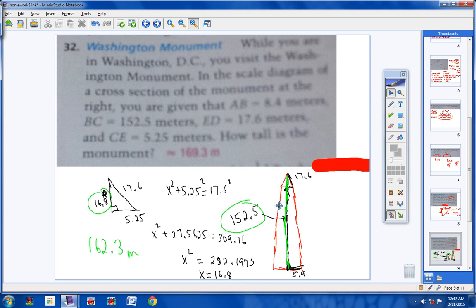Oh, it is 169. My fault. My calculator is saying 169. I just copied that wrong, sorry. So 169.3 is the answer. Okay, alright, moving on to 33.